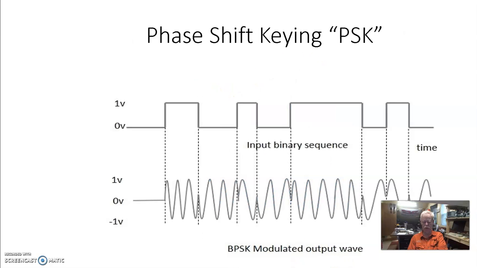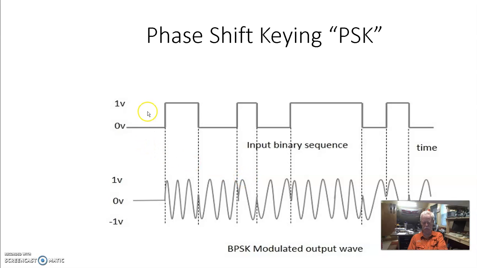I want to talk to you about another way to impress information on a carrier, and one of the ways we describe a sine wave is by its phase. So if we change the phase, or modulate the phase, we could say that a 1 would be represented when the phase is 0, and a 0 could be represented as 180 degrees of shift in phase. So notice, look, that the sine wave shifts in phase.